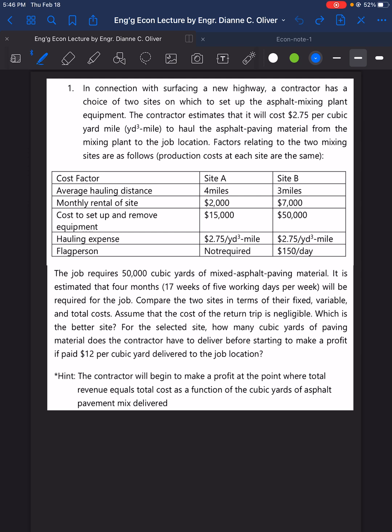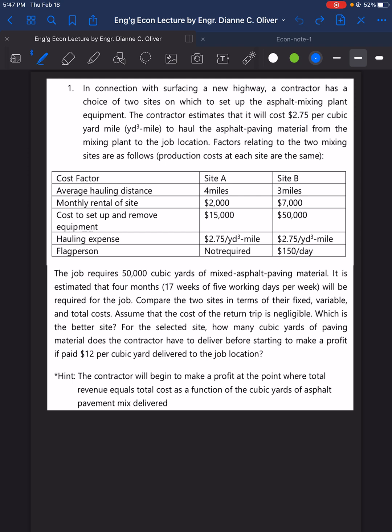Which is the better site? Is it site A or site B? The one that is farther away from the job site or the one that is nearer to the job site? For the selected site, how many cubic yards of paving material does the contractor have to deliver before starting to make a profit if paid $12 per cubic yard delivered to the job location?